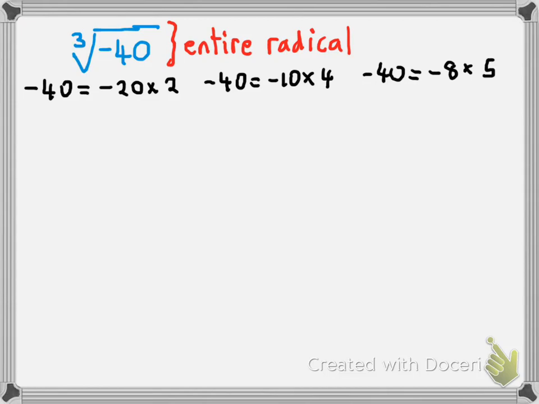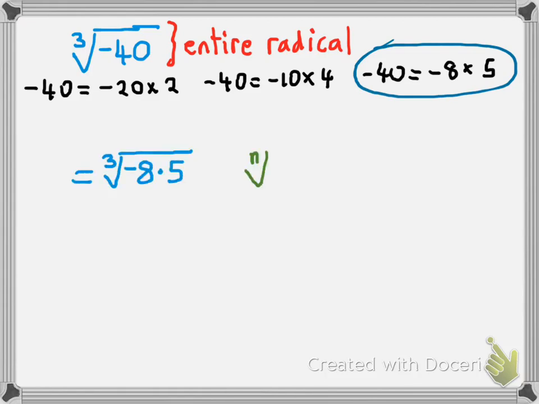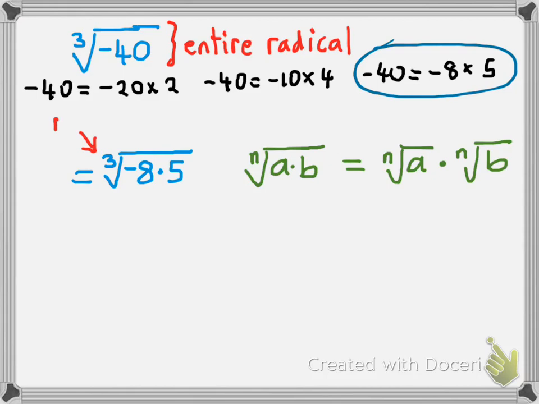Negative 40 is also negative 8 times 5. Which one of these gives us a perfect cube as one of the factors? You will see that it is negative 40 equals negative 8 times 5, because negative 8 is negative 2 times negative 2 times negative 2. So we can replace our radical with the cube root of negative 8 times 5.